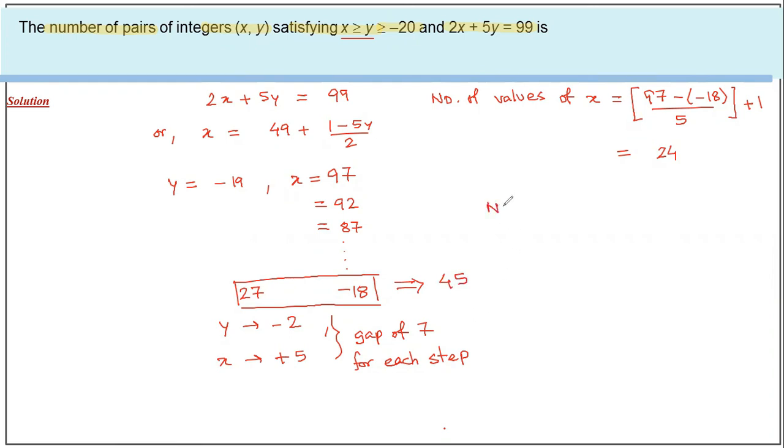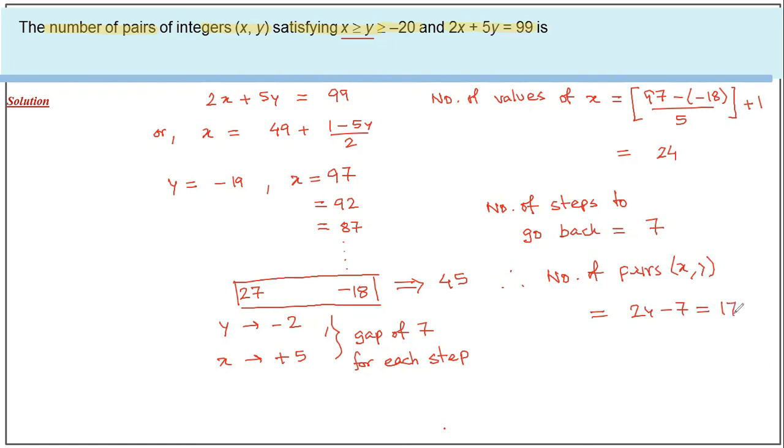So number of steps to go back should be equal to 7, such that this gap of 45 is crossed. So therefore number of pairs x comma y should be equal to 24 minus 7, that is equal to 17.